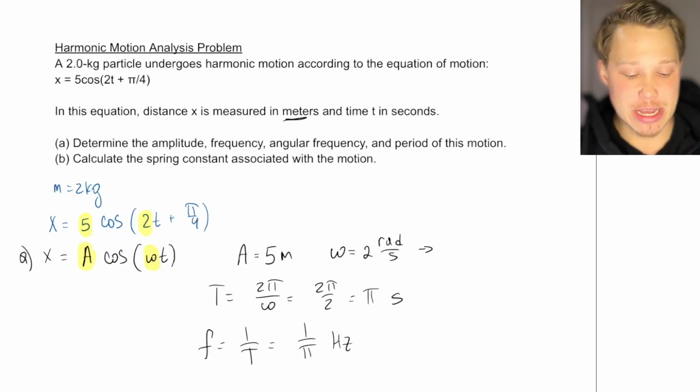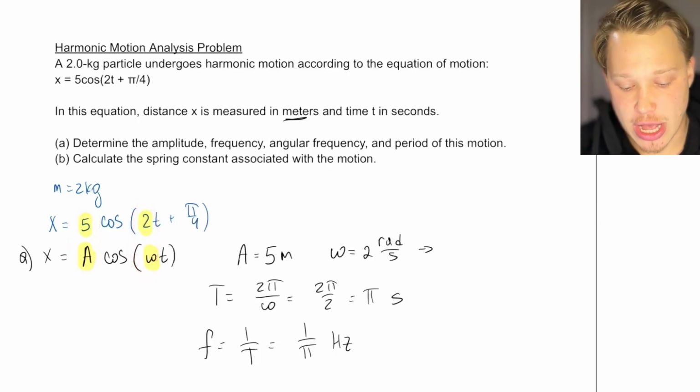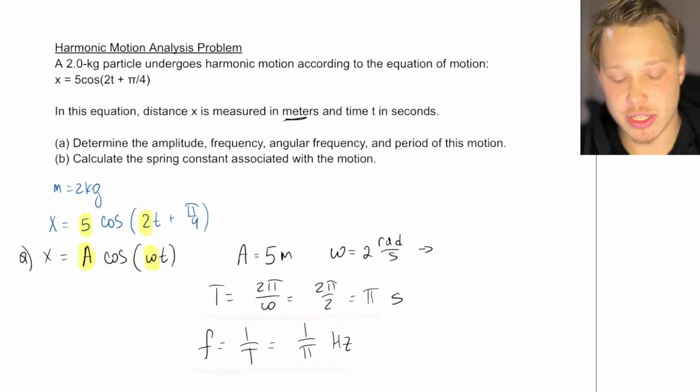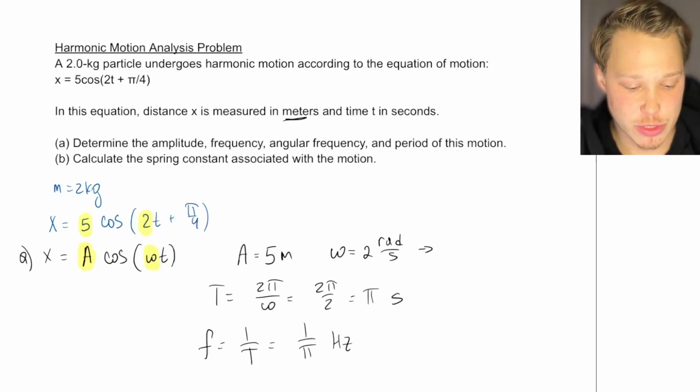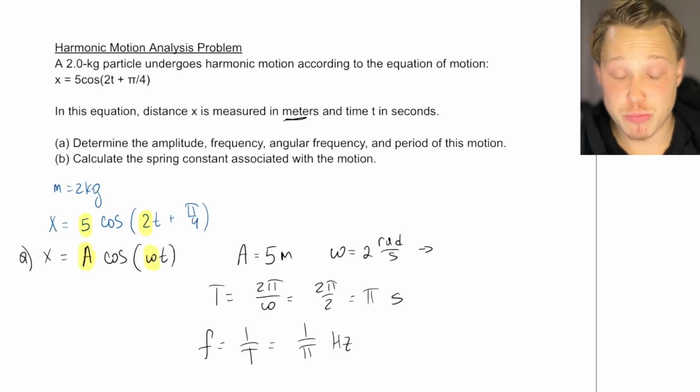Okay, so as you can see, pretty straightforward process, right? You're just matching the coefficients to the formula and then calculating the rest of the quantities from them. So in this case, we had to calculate period and the frequency. Great. Now in part B, we have to calculate the spring constant associated with this motion.